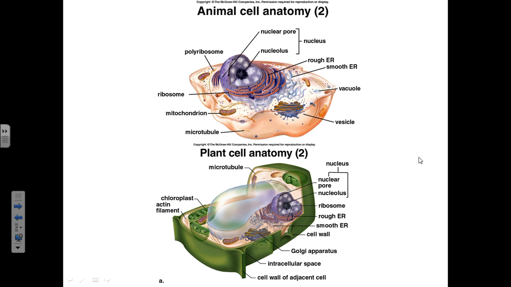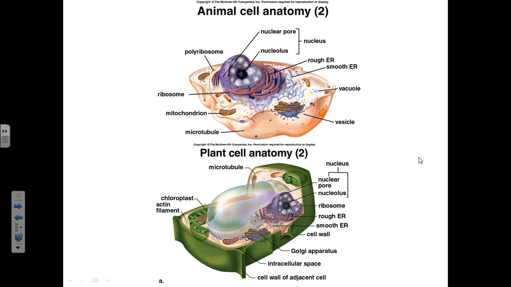Here's the pictures. Animal cell up top. This is the one you drew and labeled. Plant cell down at the bottom. Look at all the things that are the same. Ribosomes here, ribosomes here. Mitochondria here, mitochondria somewhere down here. I don't see them labeled, but there's mitochondria down here too. There's a Golgi apparatus, a Golgi apparatus. Nucleus, nucleus. Rough ER, rough ER. Smooth ER, smooth ER. Most of the things are the same.